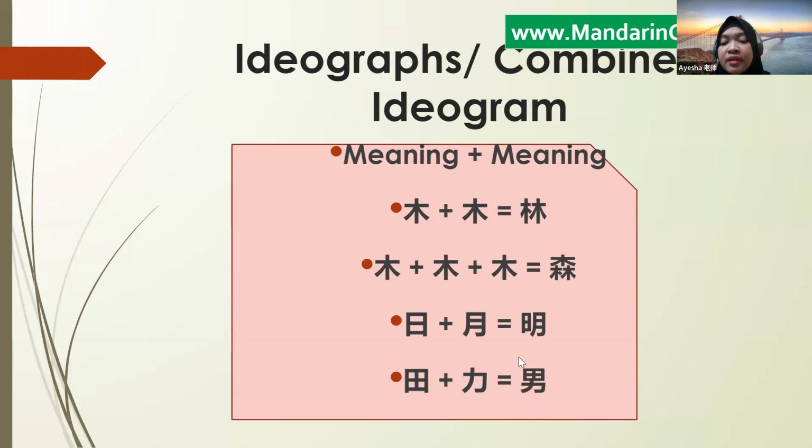So the word is nan. Nan is the word for male. Now we know what is the word for male and female. So nan is male, nu is female. All right, let's look at it some more.